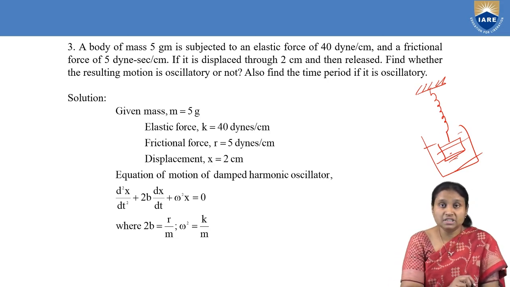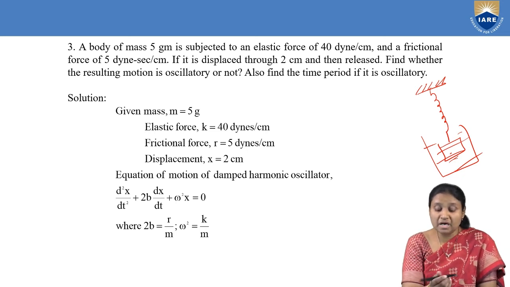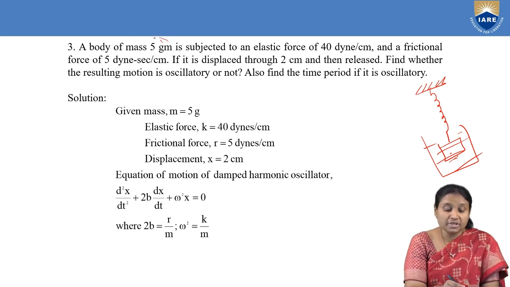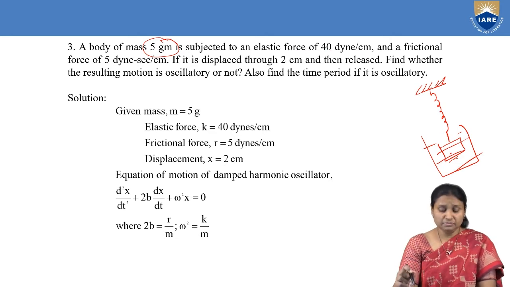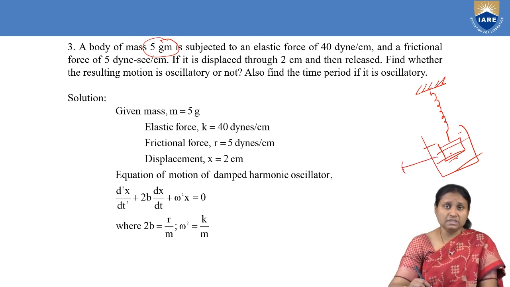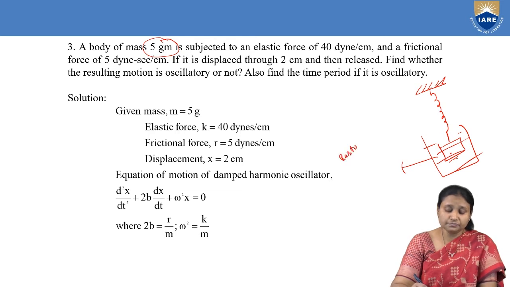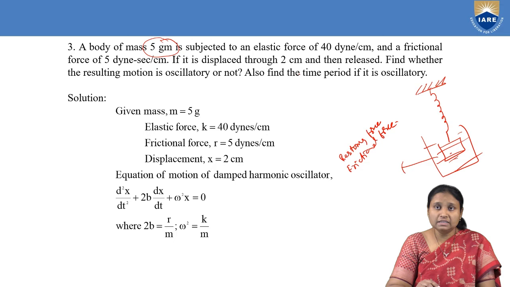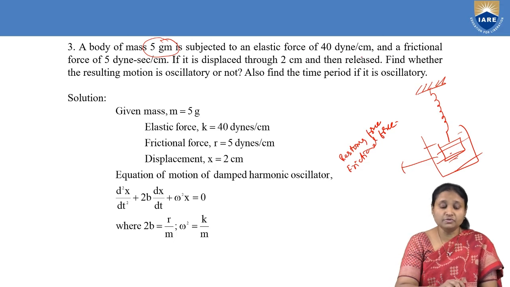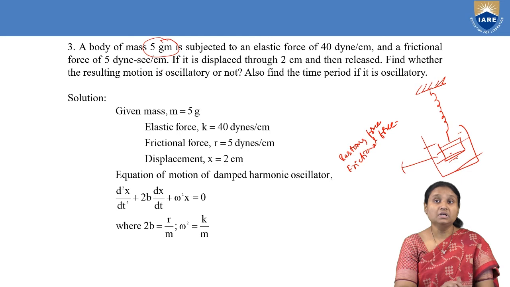So here, if we have such a damped harmonic oscillator, the mass of the body which is hanging from the spring is taken as 5 grams. And here we are saying that the restoring force or elastic force is given as 40 dyne per centimeter. And we know that in case of a damped harmonic oscillator, there are 2 forces acting on it. One is restoring force, and the other one is frictional force. So here, the elastic force, that is nothing but the restoring force, value is given, and the frictional force value is also given, 5 dyne second per centimeter.